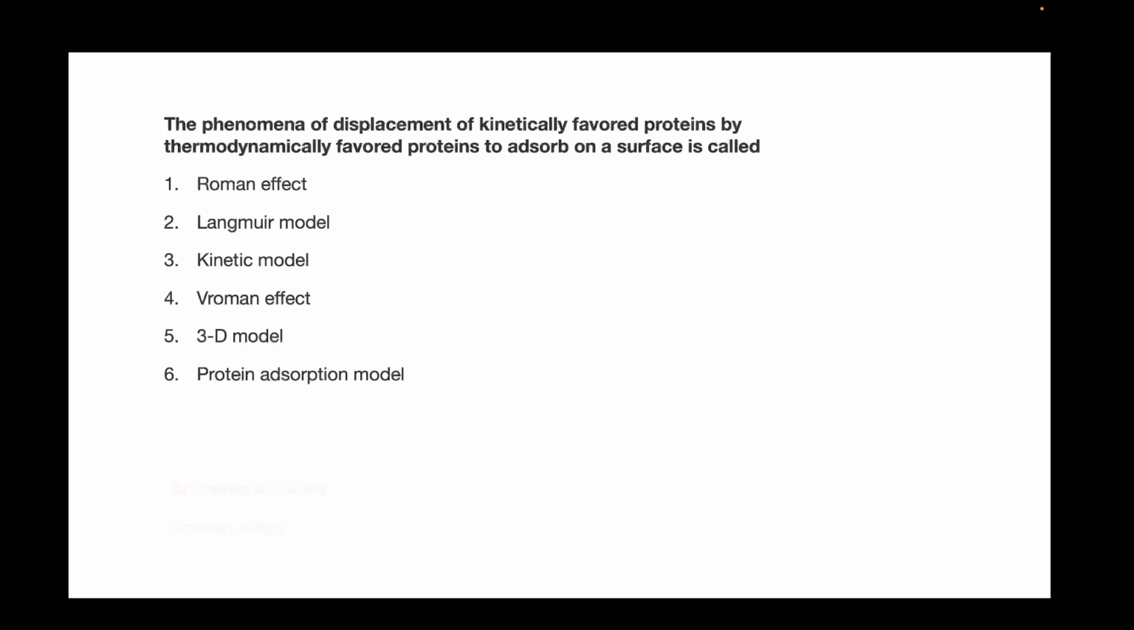Okay, option 4, or the Vroman effect, is the correct answer. So when your surface or a biomaterial is exposed to these proteins, the initial interaction is based on kinetics, and then whether they are stable thermodynamically there or not, more and more proteins that are there replace the previously attached kinetically favored proteins with thermodynamically stable proteins. So this displacement is called the Vroman effect.